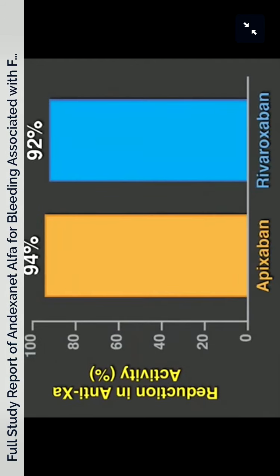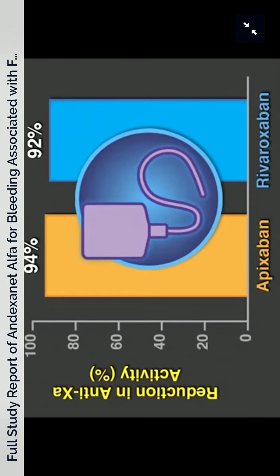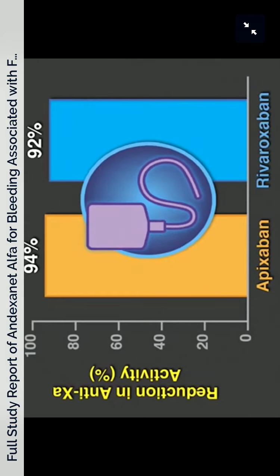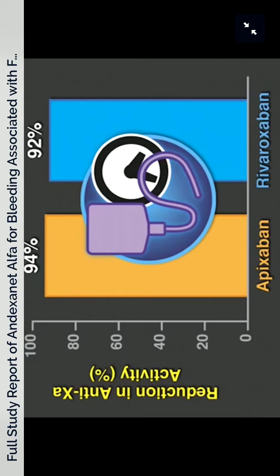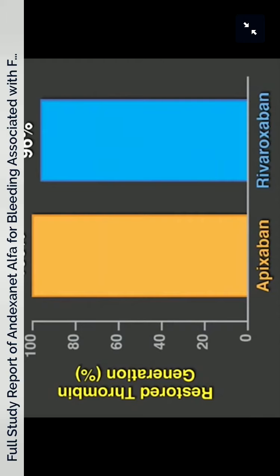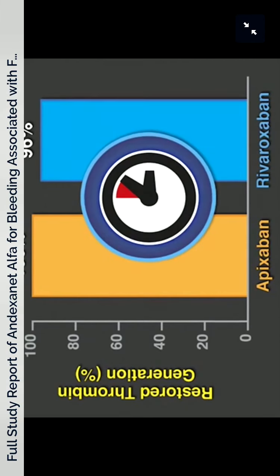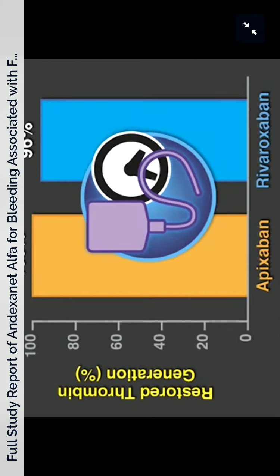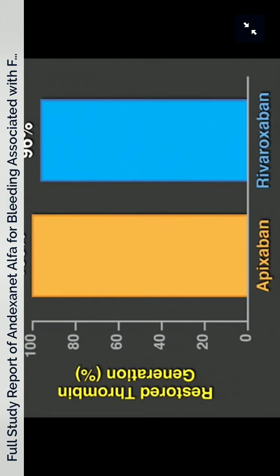The primary outcome was the mean percent change in anti-factor Xa activity, which was significantly reduced both in participants who received a bolus of andexanet and in those who received a bolus followed by an infusion of the drug. Participants who received a bolus of andexanet had fully restored thrombin generation within 2 to 5 minutes, and this effect was sustained while andexanet was given as an infusion after the bolus. No serious adverse events were noted.